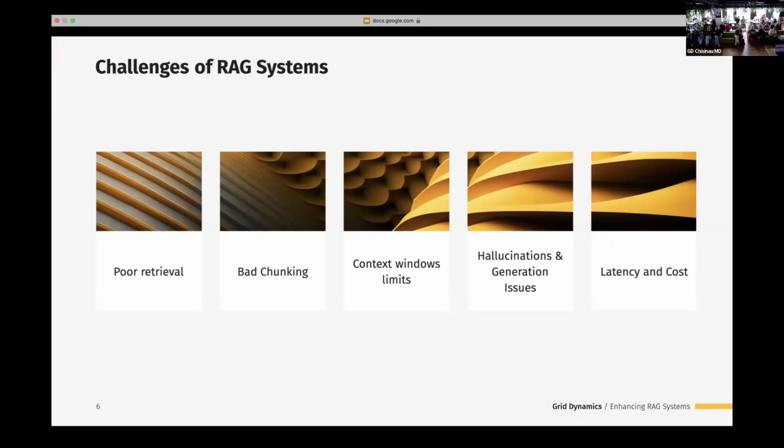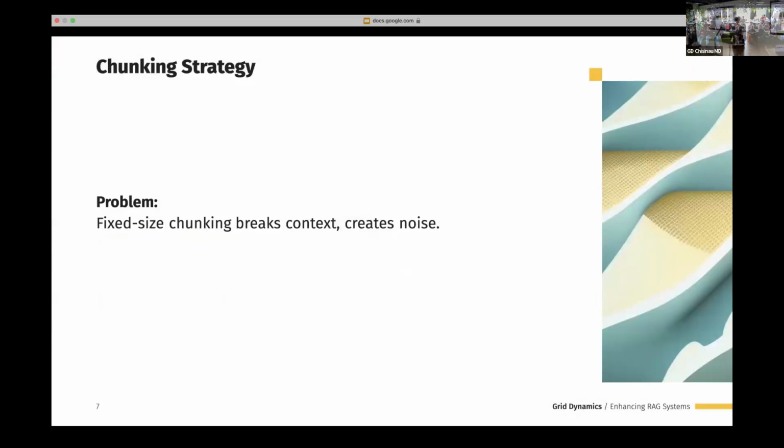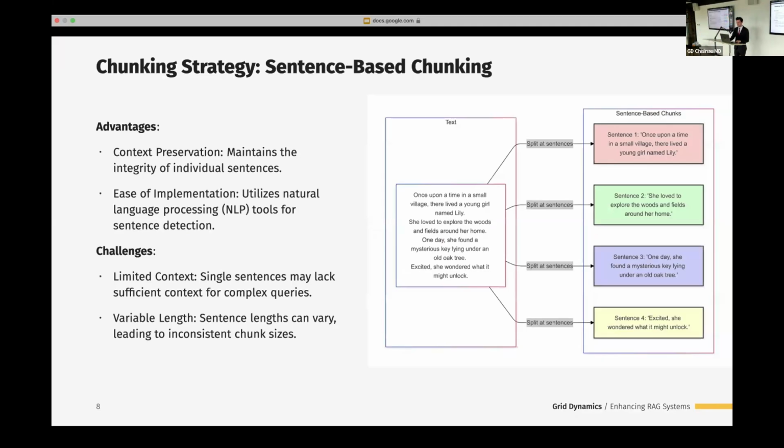Let's start first with how we prepare documents, with chunking. The problem is that if we split the documents just by, let's say, a fixed length, we can create some noise and lose some context. So what can we do? One of the strategies is sentence-based chunking. What this means is we split just by sentence. You can see in the example from the diagram, we just split them by sentence.